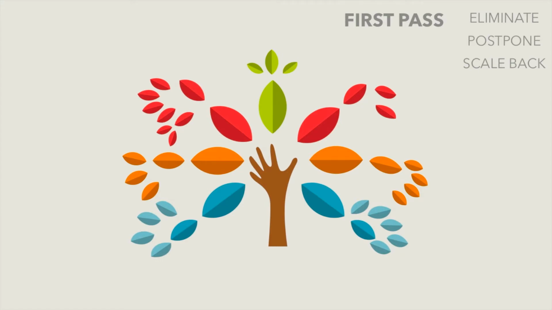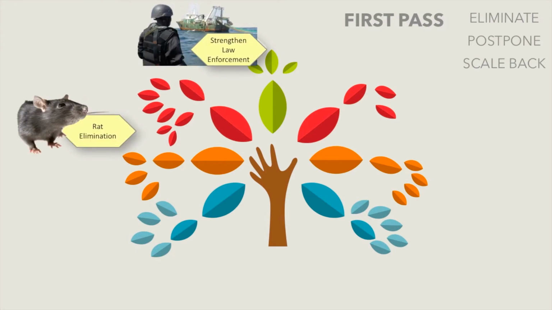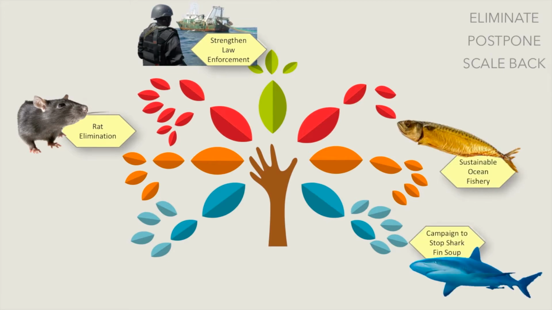Looking at your marine example, here are the 4 main strategies: rat elimination, the strengthen law enforcement strategy, the sustainable ocean fisheries strategy, and the campaign to stop shark fin soup. So the campaign to stop shark fin soup, down here on the right, was a lower rated strategy, even though by just a bit. And you realize that running a campaign at the level needed to influence shark fin consumption will require a lot of resources. So you decide to trim back parts of this strategy.